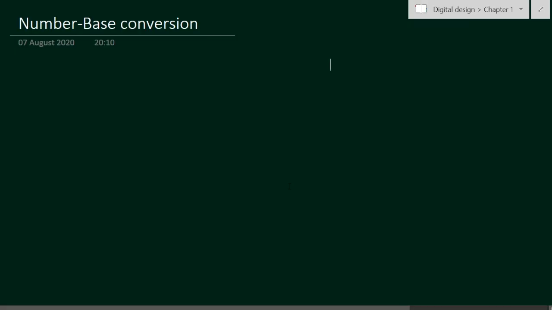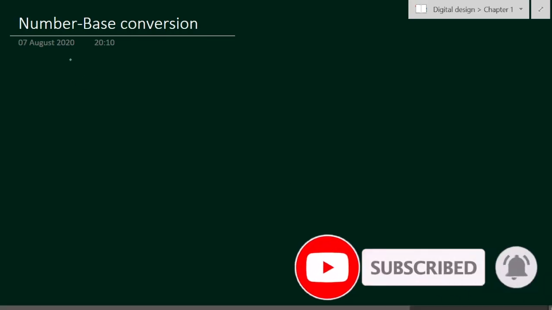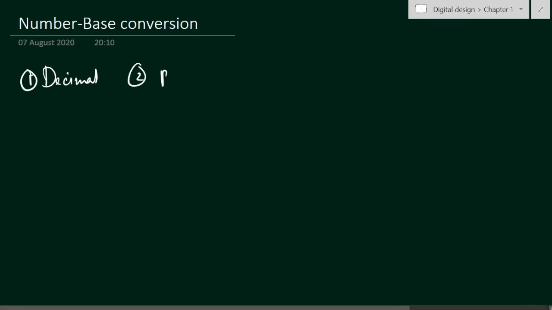Dear students, in this video we will learn how to convert the base of a number into another base. So here we'll consider four number systems. One is decimal. Okay, so the first one is the decimal number system. The second one is the binary number system.